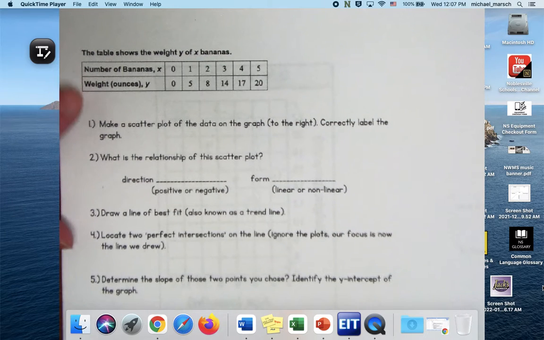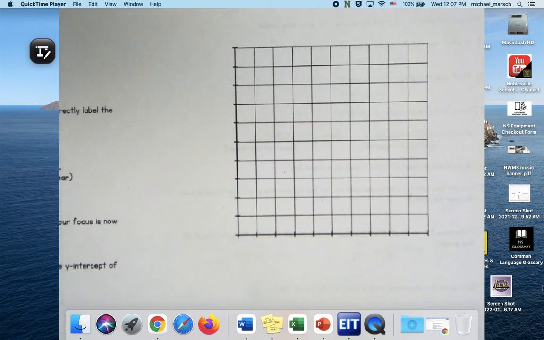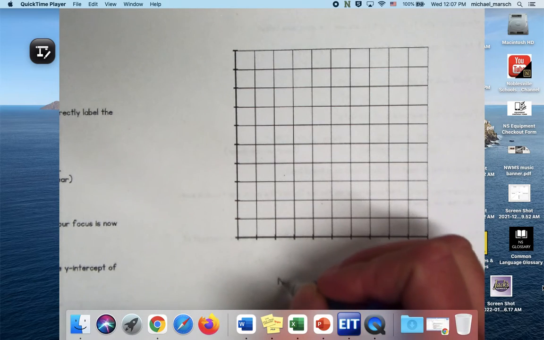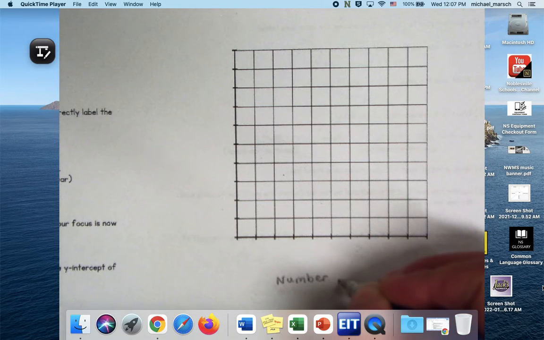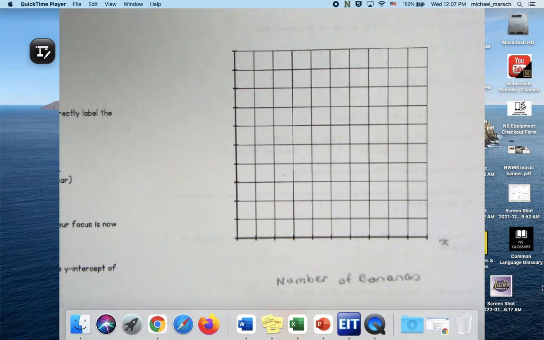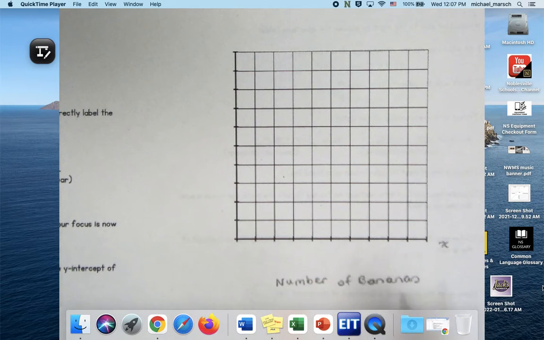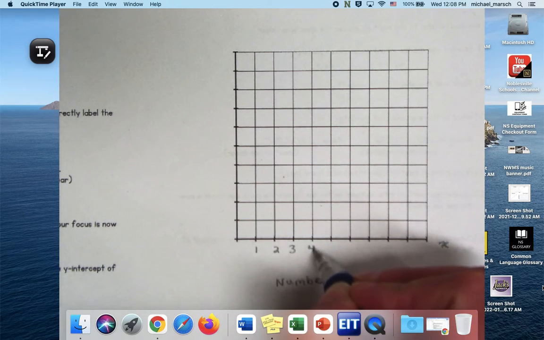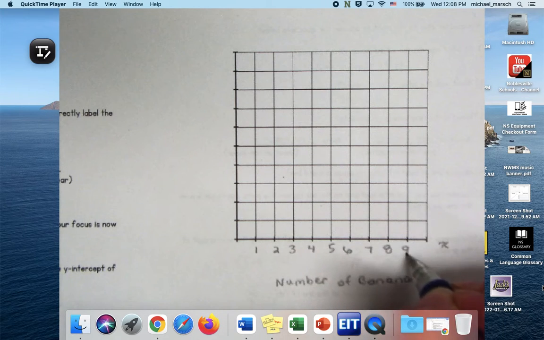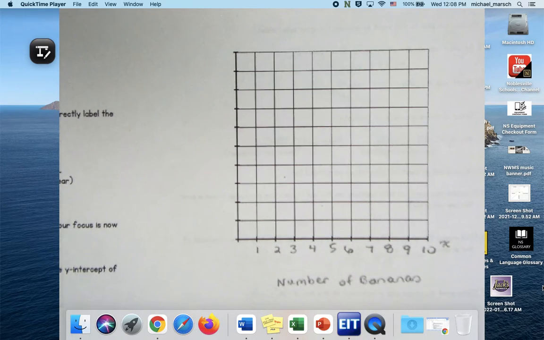All right, so we have our X, we have our Y, we have a blank graph that we need to actually label. So because my number of bananas is the X value, I'm going to write that as my X-axis title. Now, the number goes up to 5. So I have 5 here, so I can just go by ones. I did have a student in 3rd period go up by halves. That's fine. Whatever you want to do, as long as it's even increments and you can plot all the points. Weight in ounces is going to be my y-axis title.